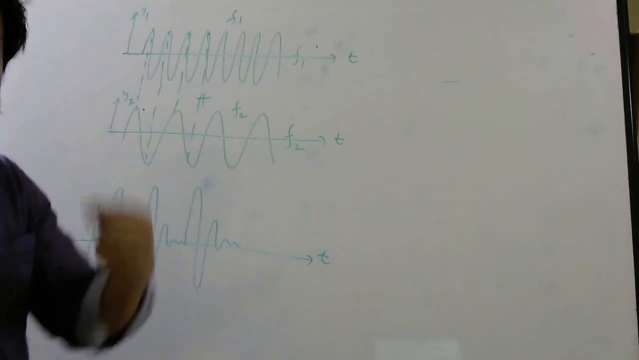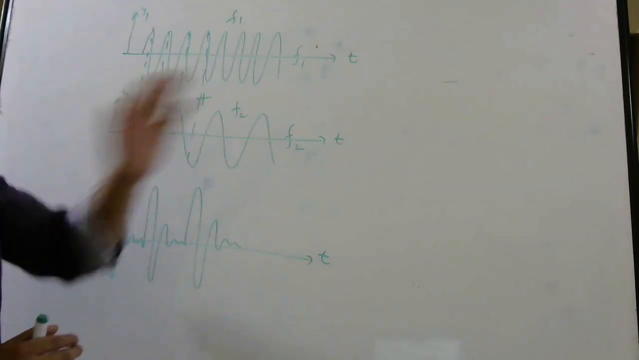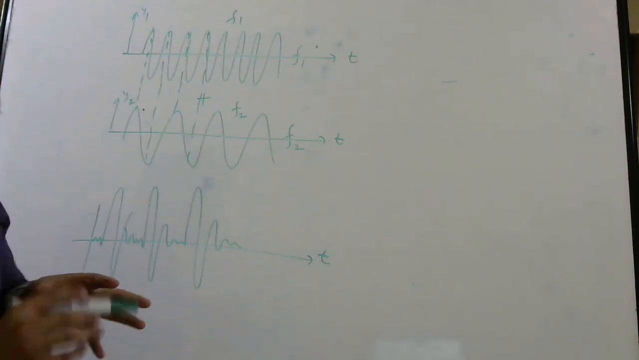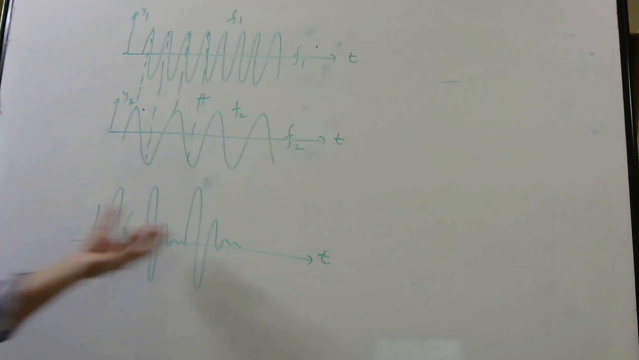So this increase and decrease in the intensity of the resultant sound, when two sound waves traveling in the same direction, but with slightly different frequency, overlap, then you get beats. This phenomenon is called beats.